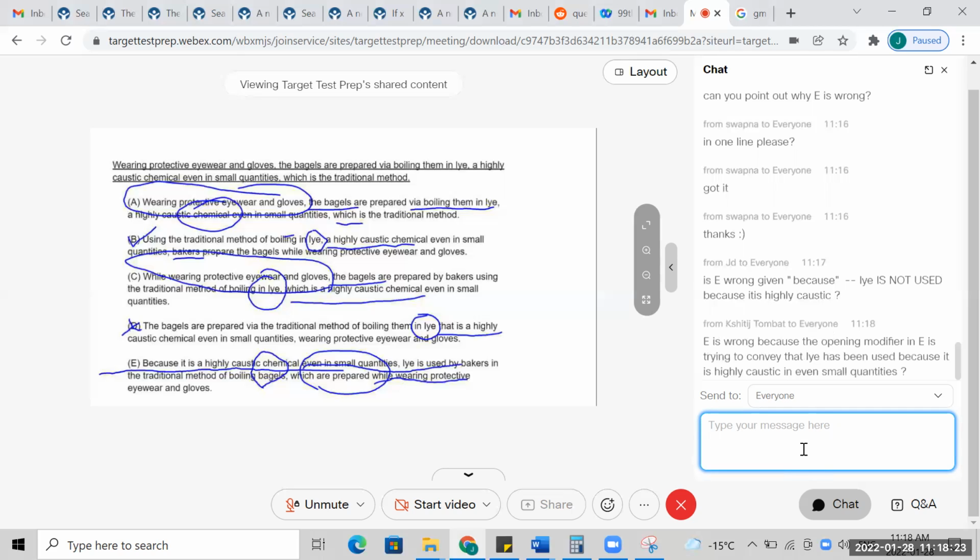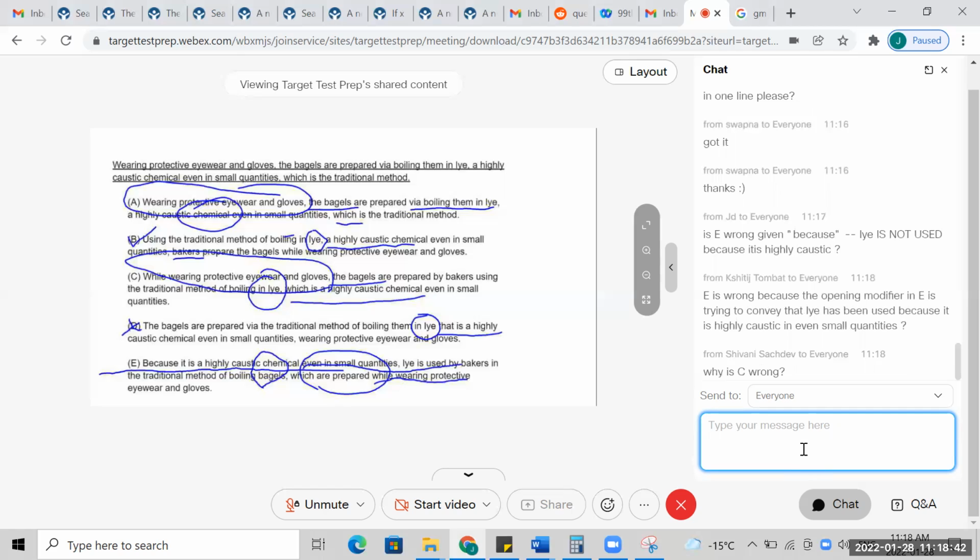Oh, that's a good point too. There is another issue with E. It's wrong because the opening is not the point to be made. It is not the point to be made that lye is used because it is a caustic chemical, even in small quantities. That's a very interesting point. I was really focusing on this word placement here, but there's not the point to be made that lye is used because it is caustic in small quantities. The point is that it's used by bakers even though it's caustic.